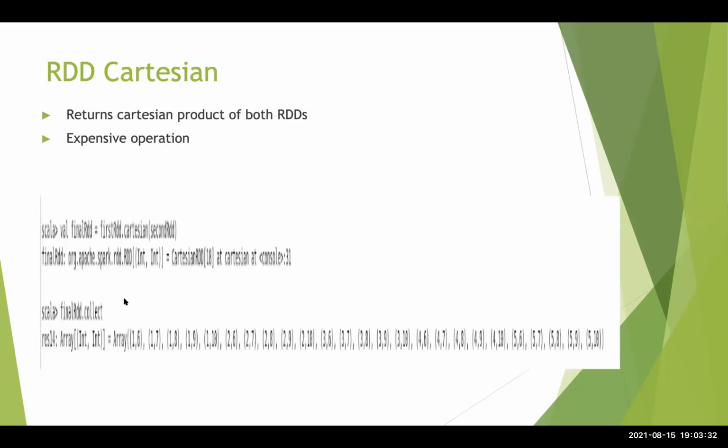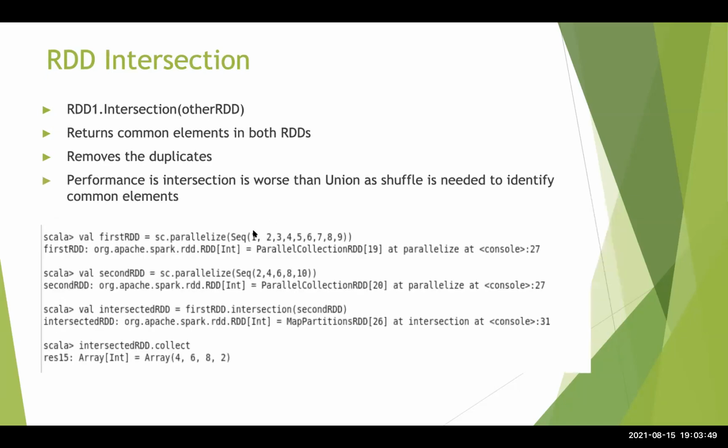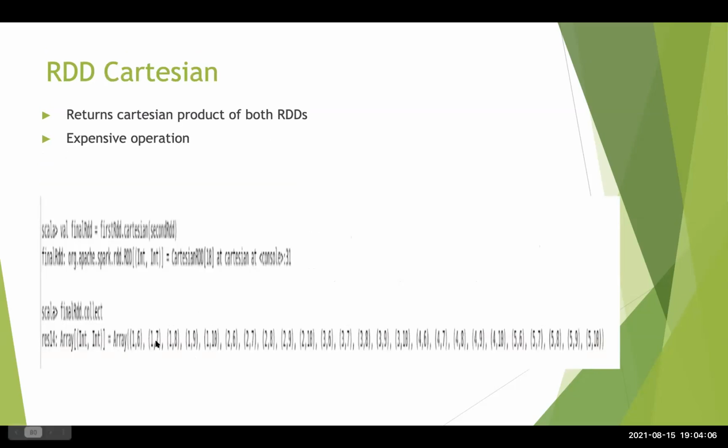Cartesian, sorry, this is not printed properly, but the idea is that I apply it over this. I say first RDD cartesian second RDD, and it gives me another RDD, and that will be of type int in this case, because I have one element. If I do cartesian of first RDD and second RDD, it's like a SQL cross join. This first element will be joined with all the elements here. This element will be joined with all the elements here. This element will be joined with all the elements here. That's how it works, and that is what you are seeing here.